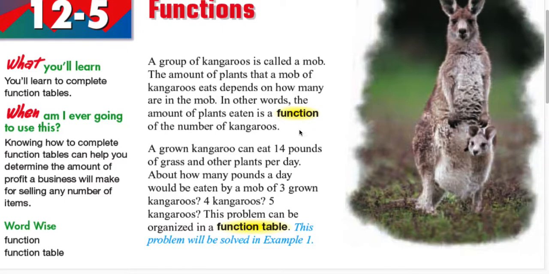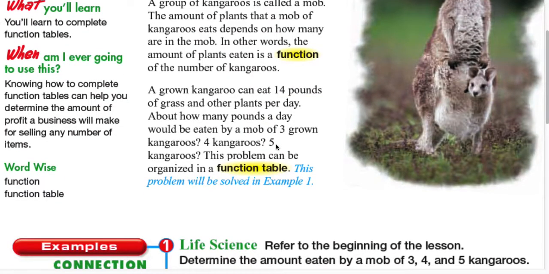So a function is basically a relation. It is a relationship between two factors, in this case, the amount of plants eaten and the number of kangaroos. In this relationship, the amount of plants eaten is dependent on the number of kangaroos there are in a mob. A grown kangaroo can eat 14 pounds of grass and other plants per day. So about how many pounds a day would be eaten by a mob of 3 grown kangaroos, 4 kangaroos, and 5 kangaroos? We'll solve this problem by using what we call a function table, and we will do that in example 1.